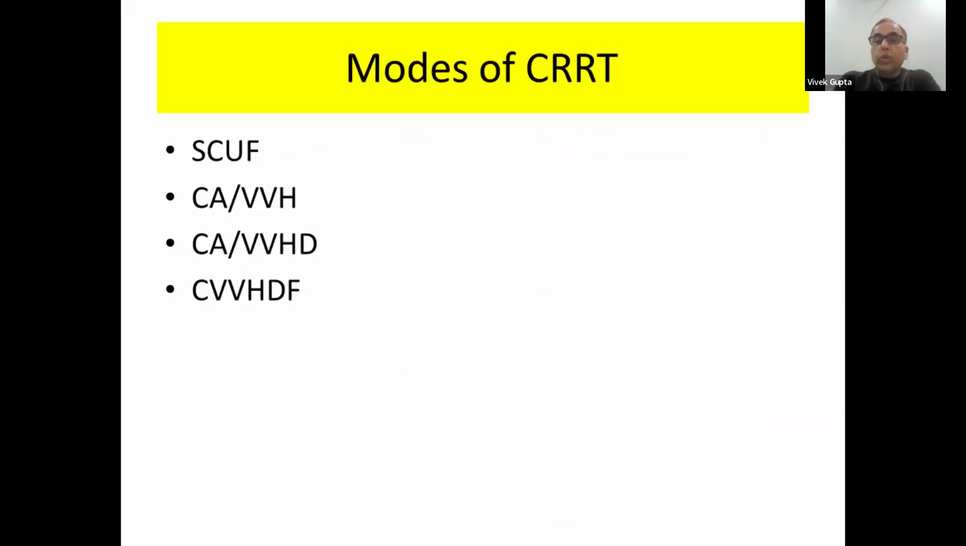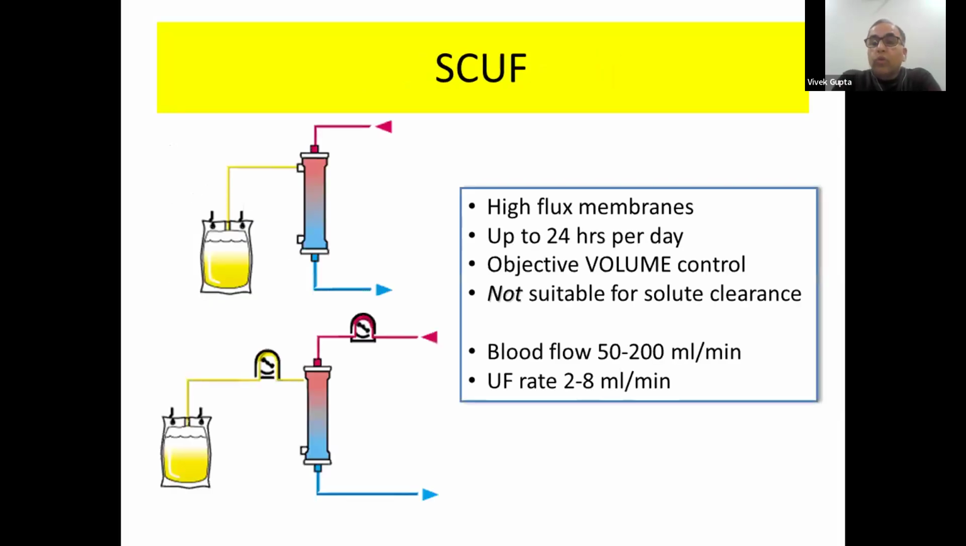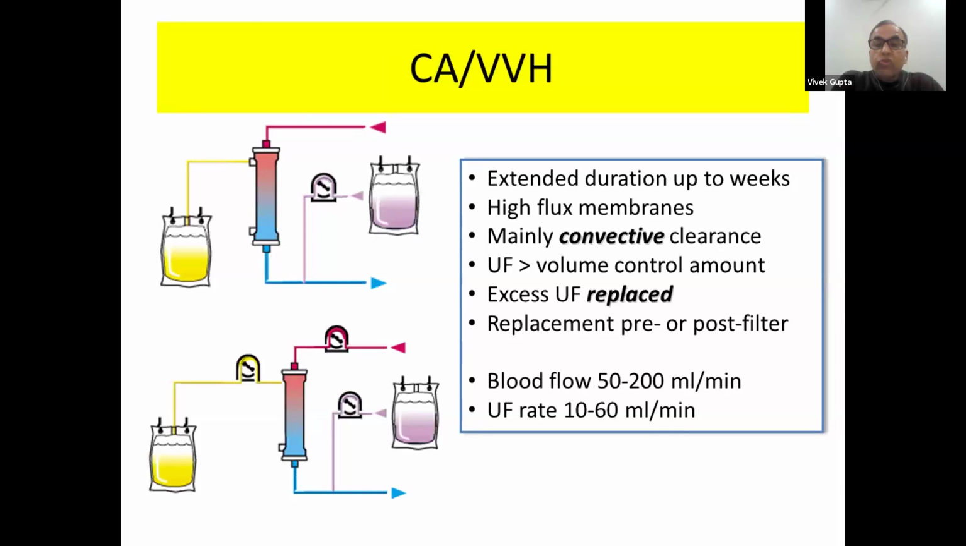So the various modes we use during renal replacement therapy can be SCUF, slow continuous ultrafiltration; CVVH, continuous veno-venous hemofiltration; CVVHD, continuous veno-venous hemodialysis; and CVVHDF, a combination of those two, hemodiafiltration. SCUF is just a slow continuous fluid removal. There is no solute clearance. We maintain a blood flow and we only take out the fluid from the body.